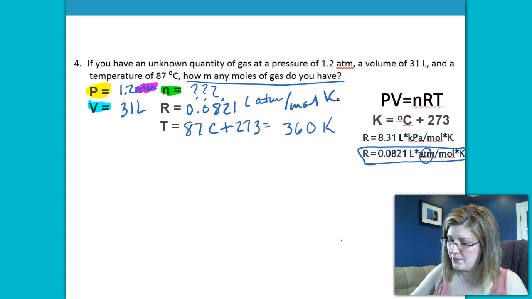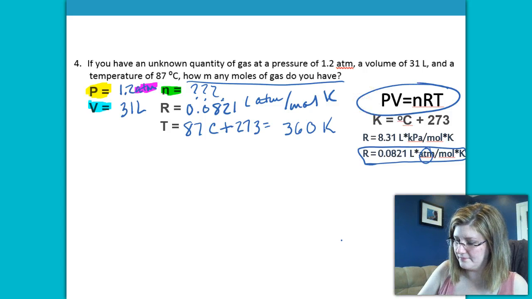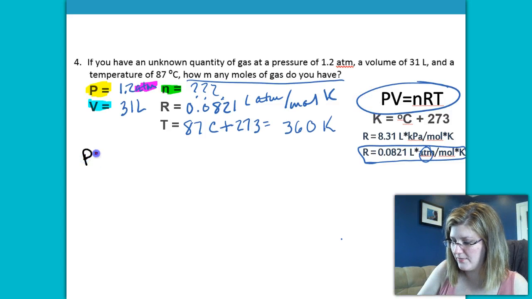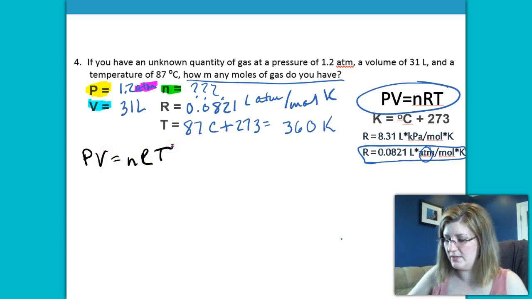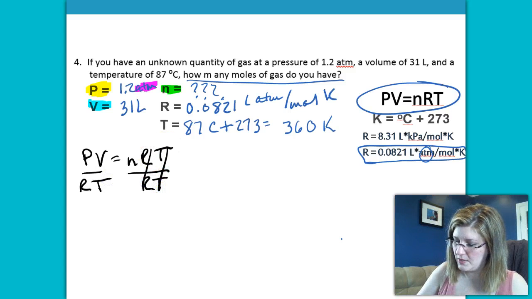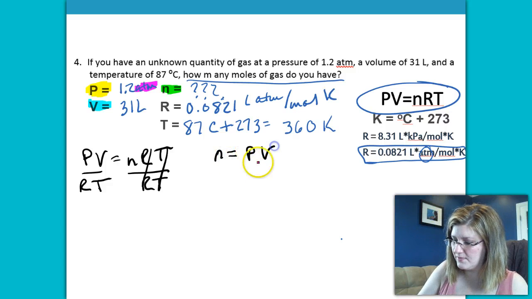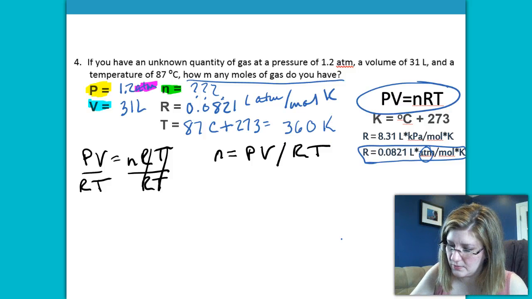Excellent. So now we're going to use our handy-dandy ideal gas law equation. We have PV equals nRT. And in this case, we're not solving for T. We're solving for N. So to isolate N, we're going to divide both sides by RT, and that cancels on the right. We get a new equation for N. The equation for N goes something like this: N equals P times V divided by R times T. I'm condensing it there so I have plenty of room to write.